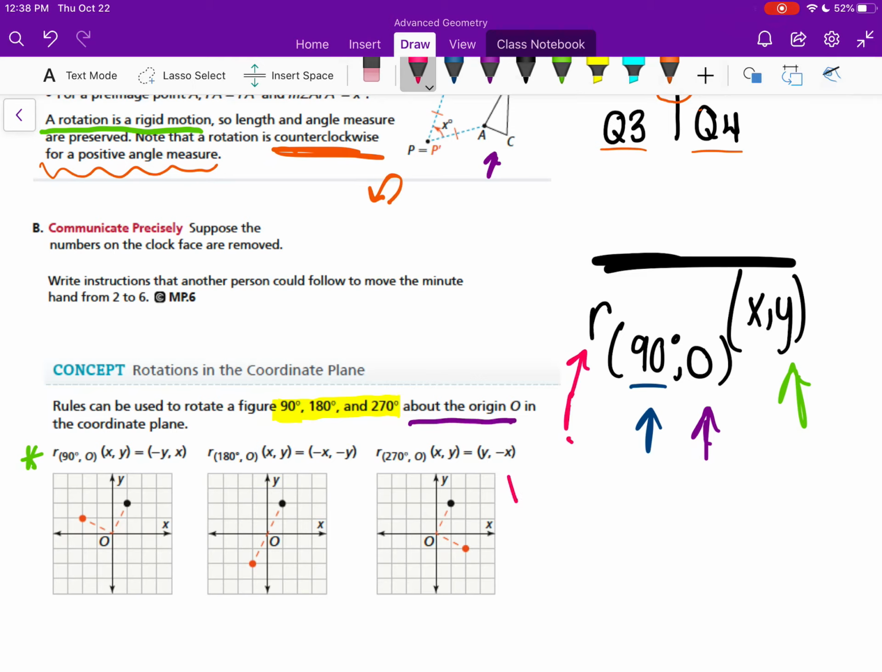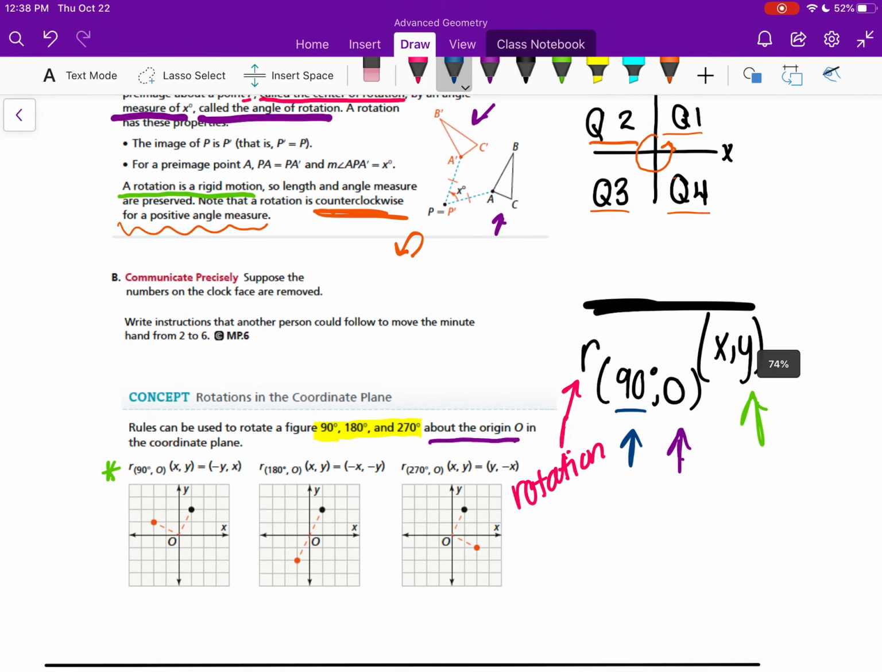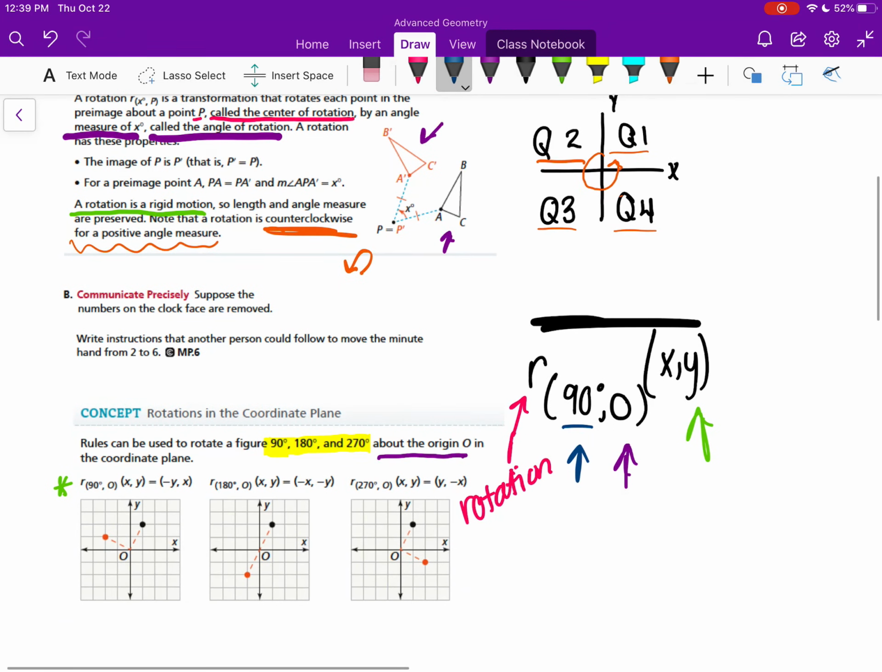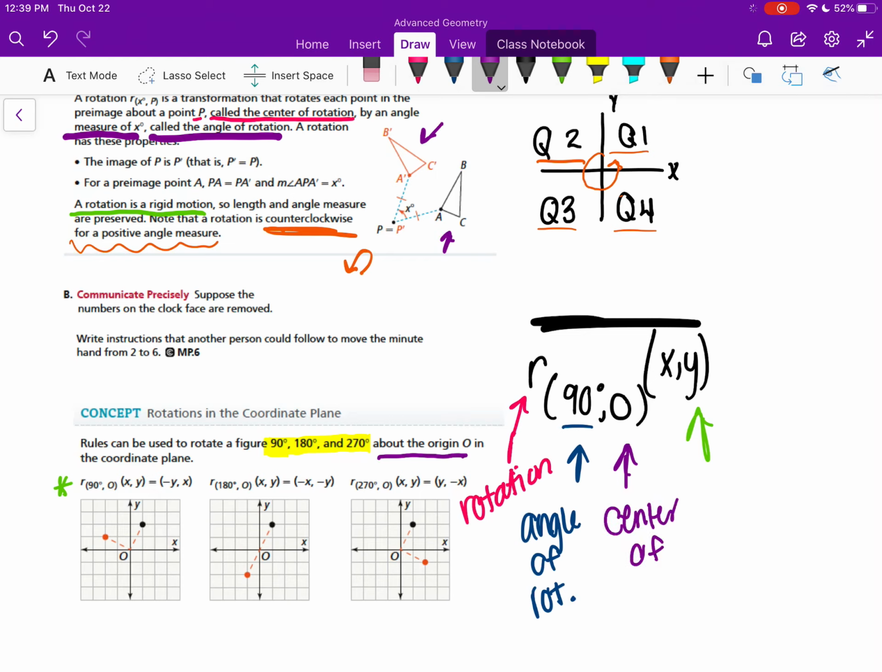The lowercase r represents rotation. The 90 degrees represents what we talked about up here, your angle of rotation, and I'm just going to abbreviate that. This O, that is not a 0, that is an O, like the letter O, represents what you're rotating around, which is the center of rotation. In these 3 very common cases, we rotate around the origin.